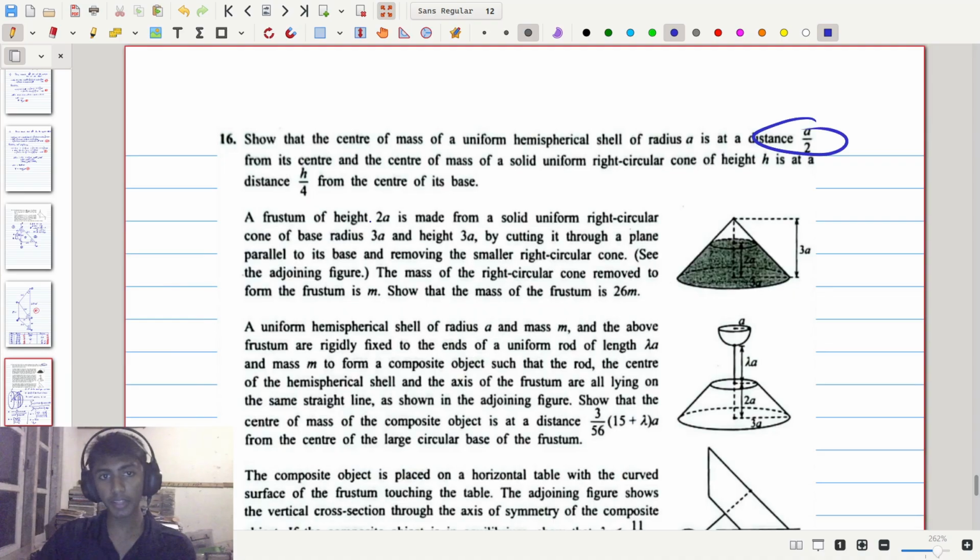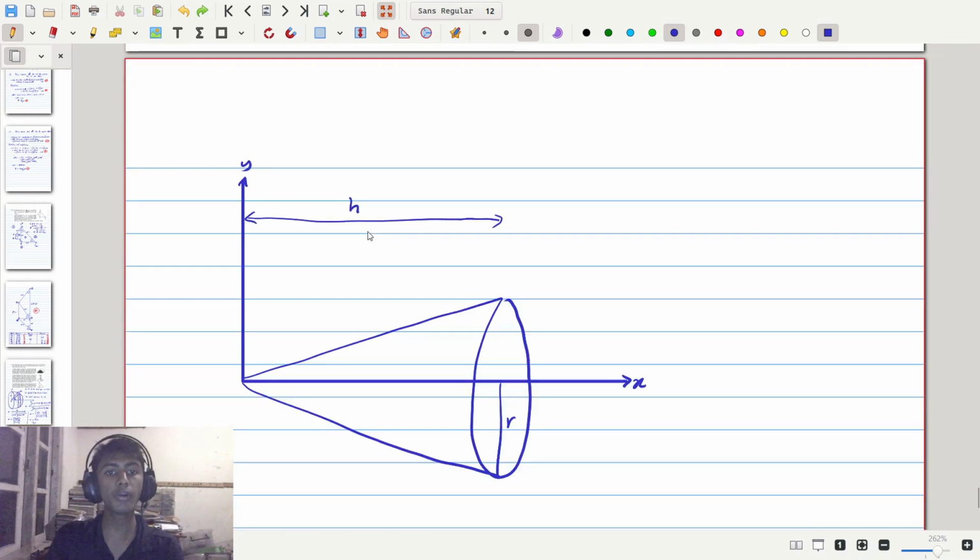Now the second part of that same question, we have to find the center of mass of a solid, uniform, right circular cone of height h, which is at a distance of h over 4 from the center of the base. So considering that, if we go down, we're once again going to use integration. Here you can see I've drawn the height h.